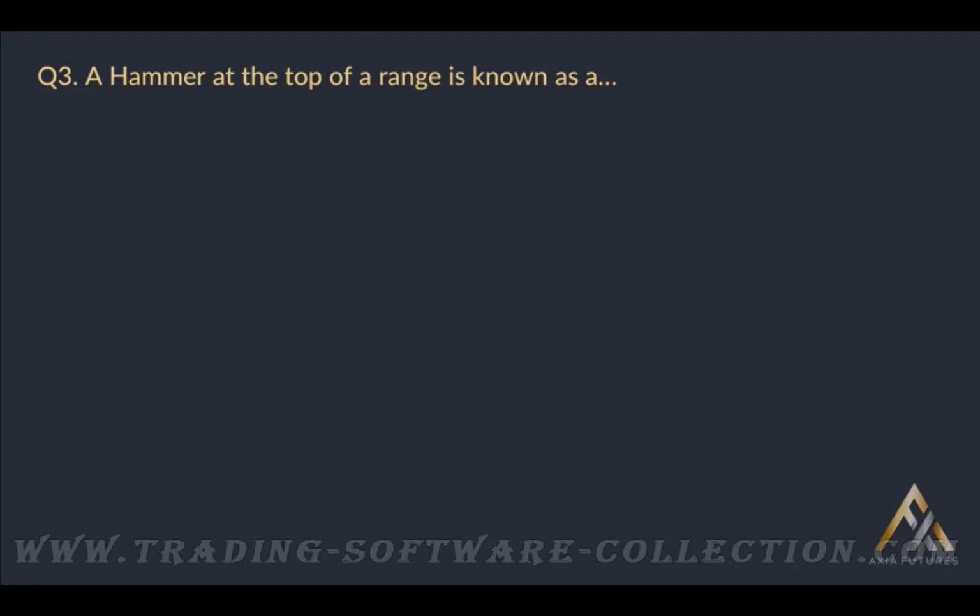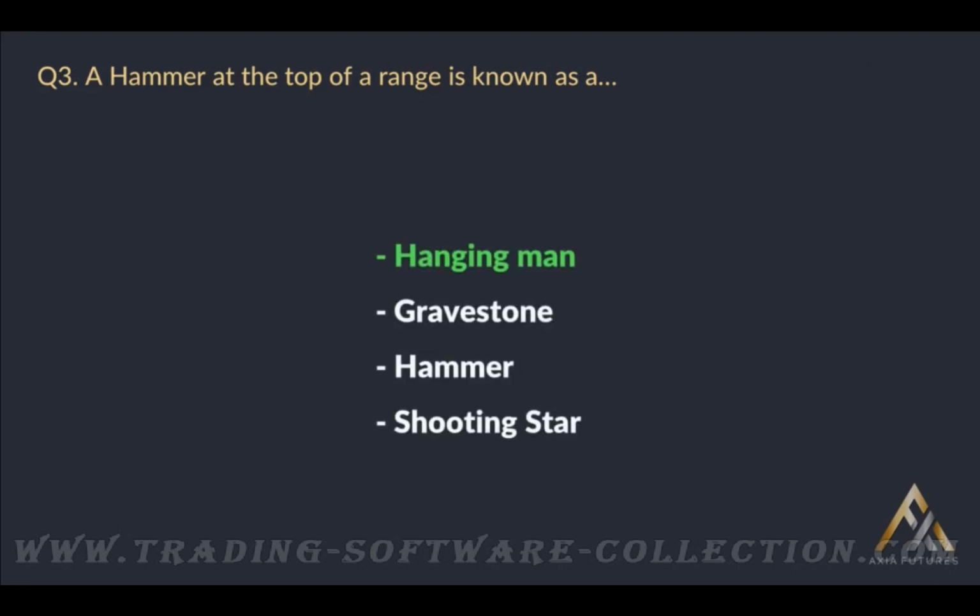Question 3, a hammer at the top of a range is known as a hanging man. It's exactly the same candlestick pattern as a hammer, so you will have a long tail to the downside and then a small body on the candle. However, if this is at the top of the range, it is actually a reversal signal.